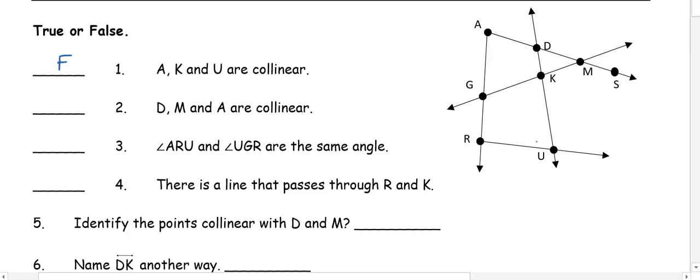In number 2, D, M, and A are collinear. Well, they are on the same straight collection of points, so that would be true. They are collinear.